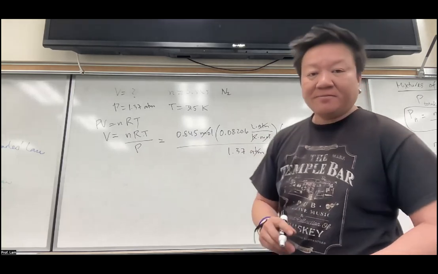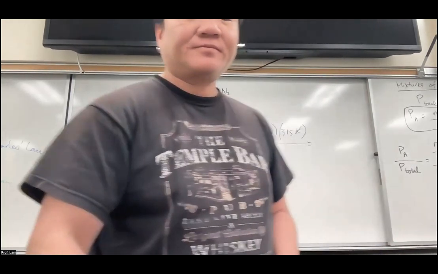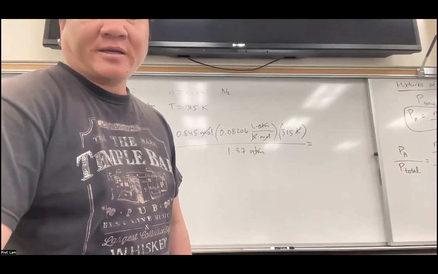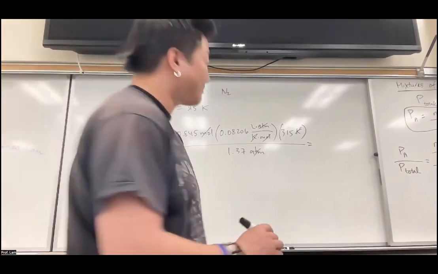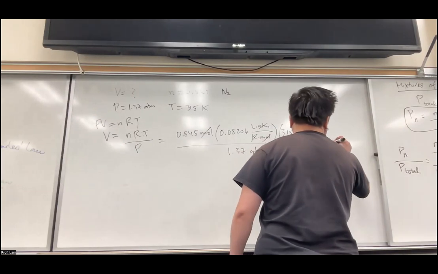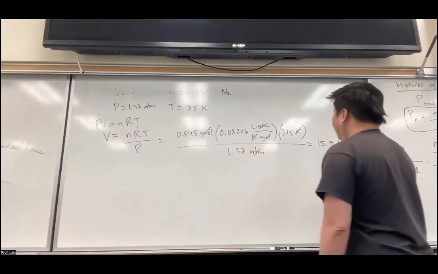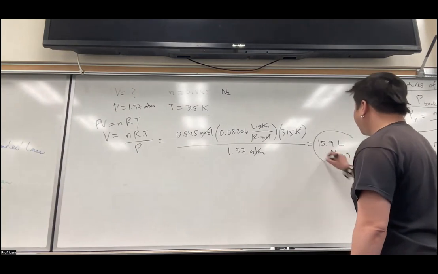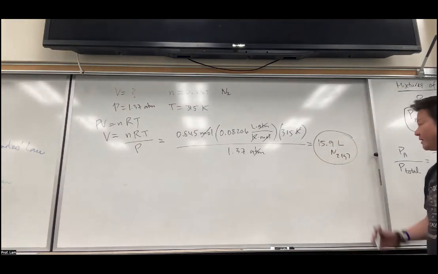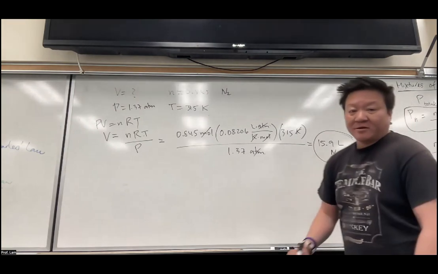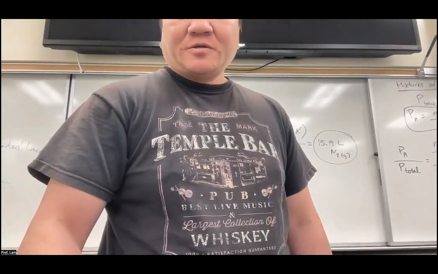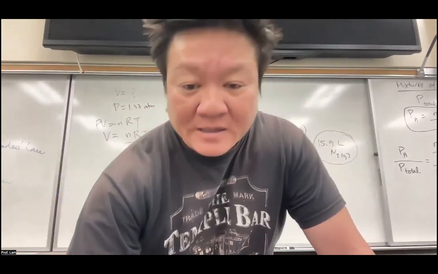So punch all that in, and you should get 15.9 liters, three sig figs. And liters of what? We say liters of nitrogen gas, that's what it's asking for. Nitrogen is N2. All right, let's do the next problem.